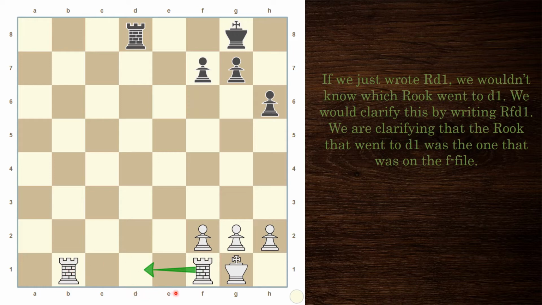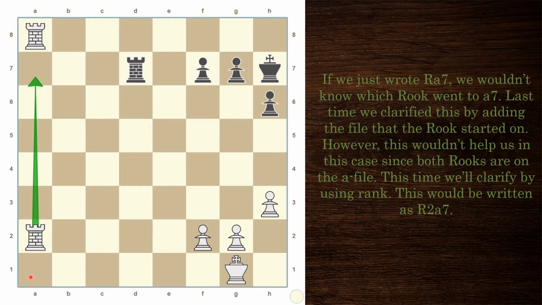So what we're going to say here is the rook that's on the F file moved to D1. So capital R, lowercase f, D1. And so that's how we know when we're going back looking at the notation that when we say rook D1, we're referring to this rook. And the way we know that is because we add that F there.